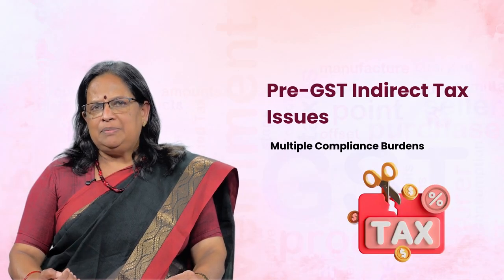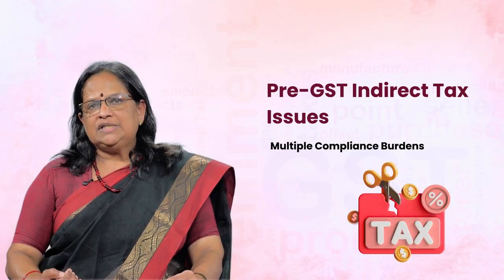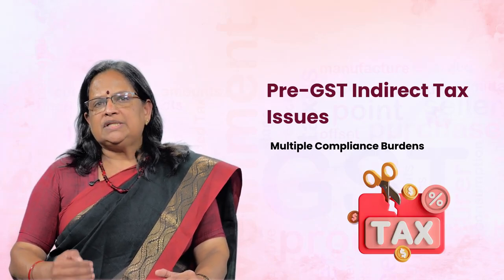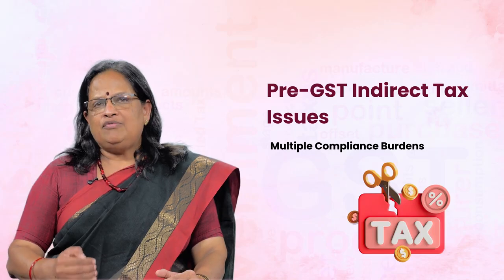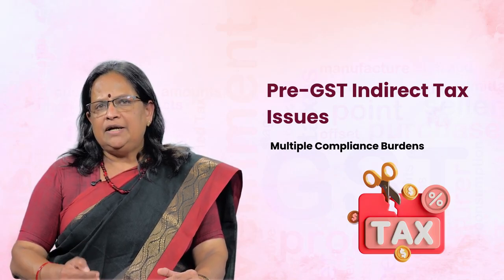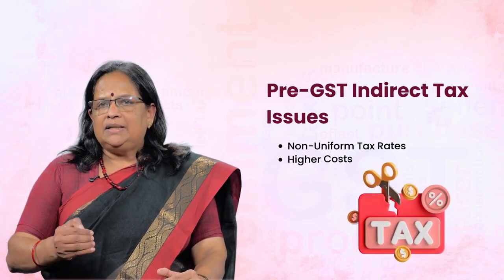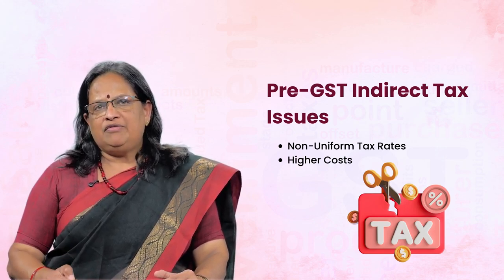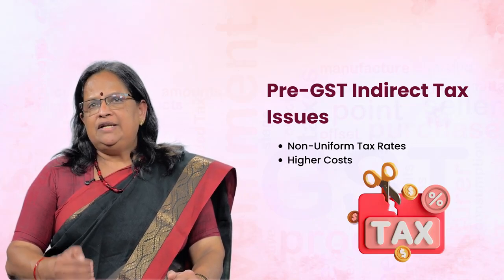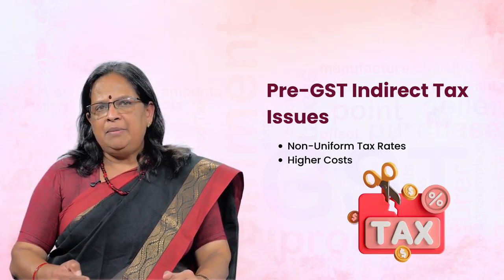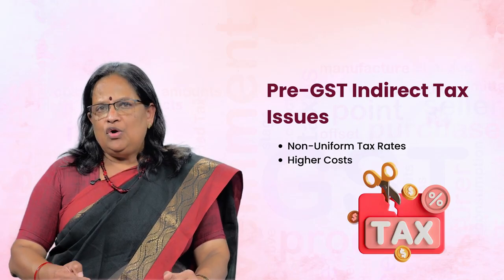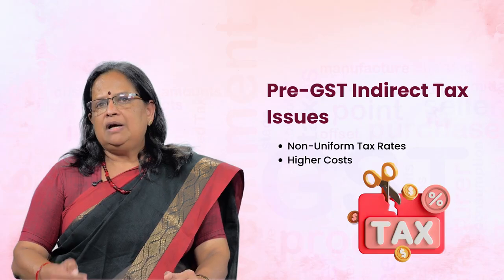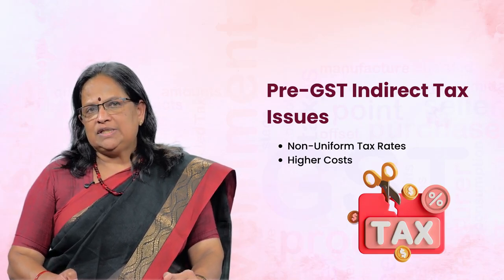Secondly, there were multiple compliance burdens for businesses from both the central and state governments. This led to businesses having to register business units, file returns and pay taxes under various tax laws. The third issue was the non-uniformity in indirect tax rates charged by different states, especially the different VAT rates, creating trade barriers between states. Fourth is the higher cost of goods and services. Multiple layers of taxation led to increased prices for consumers.